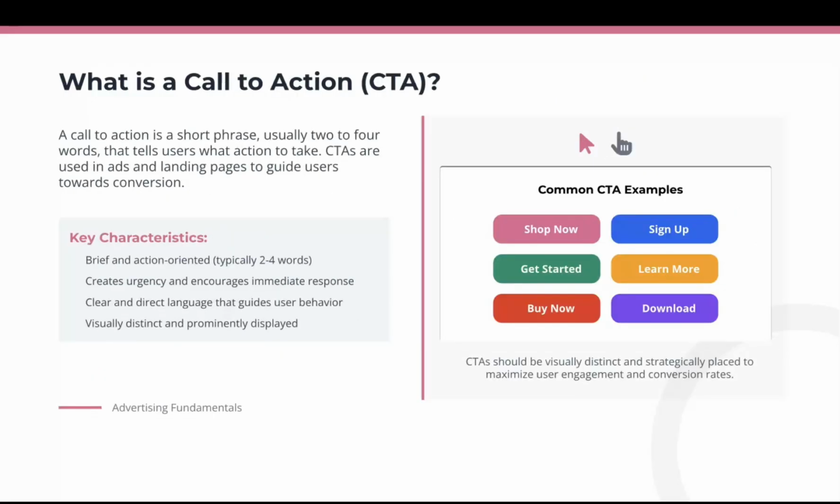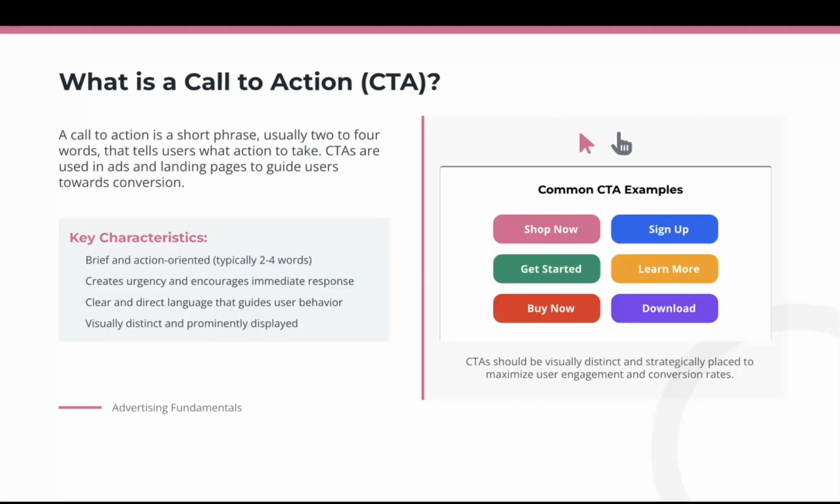All right. So what is a call to action? A CTA. What is a CTA in advertising? Well, call to action is a short phrase. It's usually 2 to 4 words that tells the user what action to take. So you see them all the time when you're on the internet, when you are driving past billboards, there's always some form of call to action.